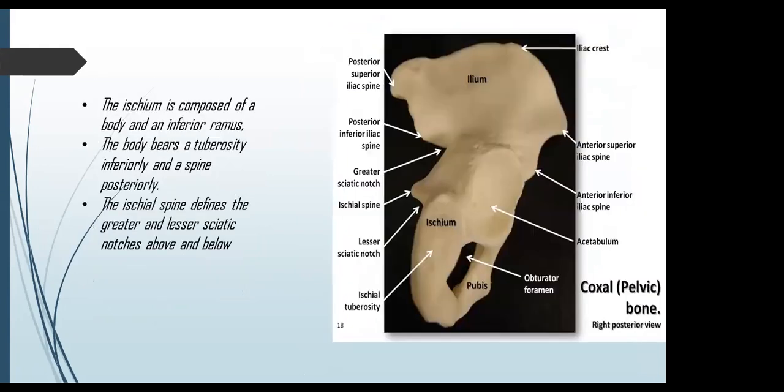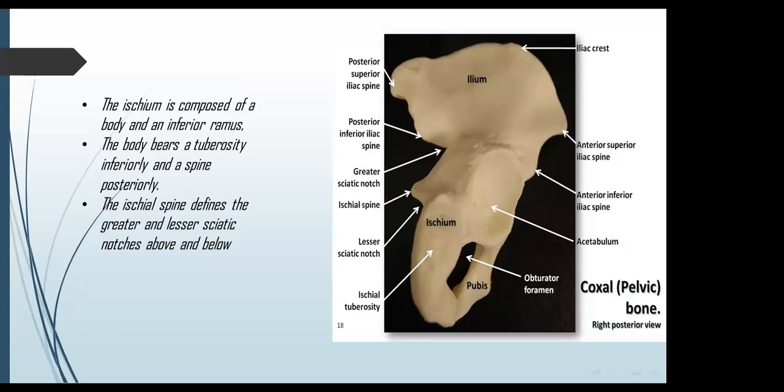The ischium is composed of a body and an inferior ramus. The body bears a tuberosity inferiorly and the spine posteriorly. This is the spine and the tuberosity. The ischial spine defines the greater and lesser sciatic notches above and below.